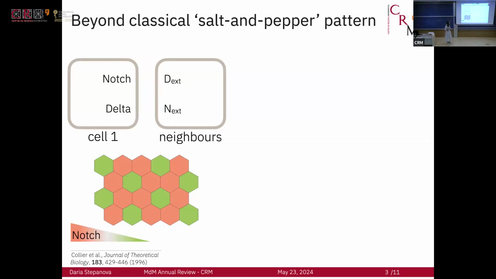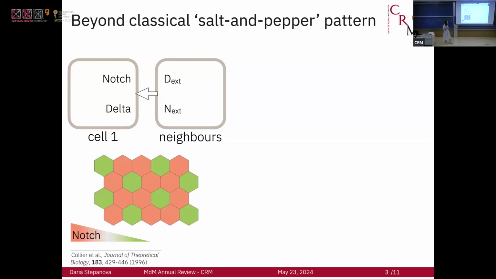Usually I will omit all details related to cell 2, because in reality there's not just one neighbor. You can have a number of neighbors depending on the cell geometry, and I'll just be calling them neighbors, and I will assume that there is some amount of external ligand and receptor that the target cell can perceive. So we have something like this.